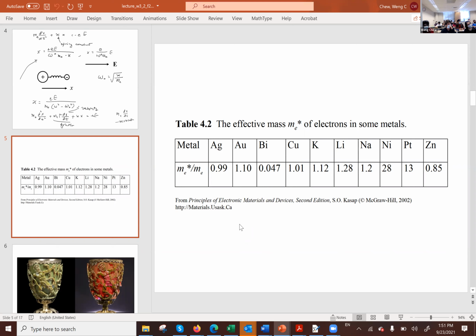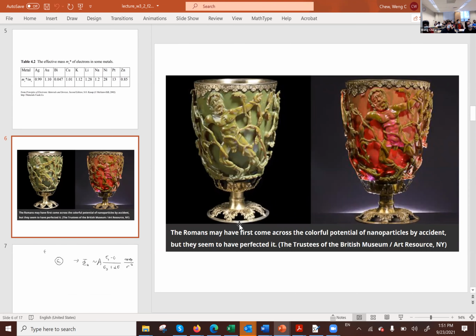And here is a list of effective masses of electrons in different kinds of structures. Due to the different lattice constants and lattice structures, we all have different electron masses. So you can use this very simple-minded model even to describe a large variety of materials, including explaining plasmonic resonances, or why this goblet glows so nicely under light, okay? Because of plasmonic nanoparticles created in them.